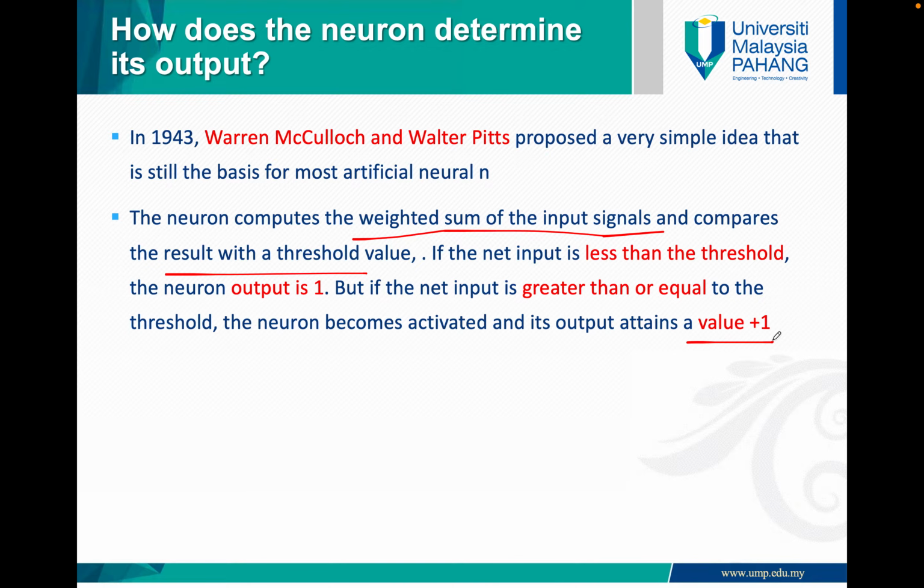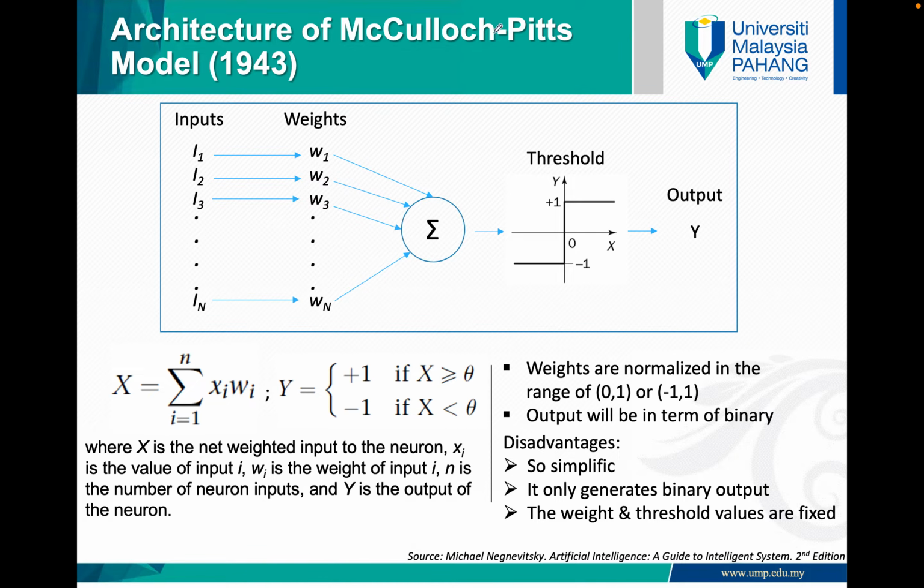Okay? Alright. So this is the architecture of the McCulloch-Pitts model. They drew this model back in 1943. So you have a list of inputs, right? Input 1, 2, all the way to input n, and weights, weight 1 all the way to weight n. Okay, the neuron, the threshold value, and the output.